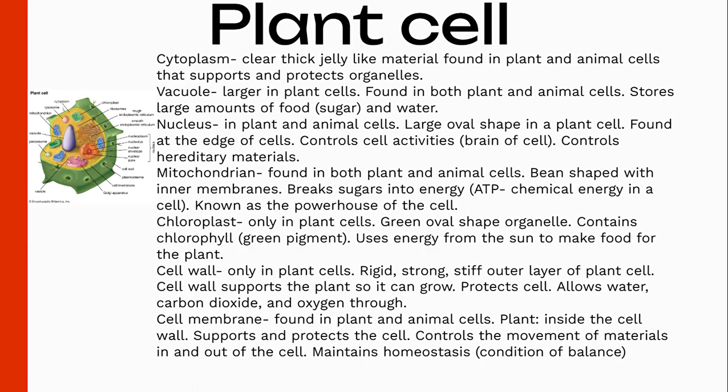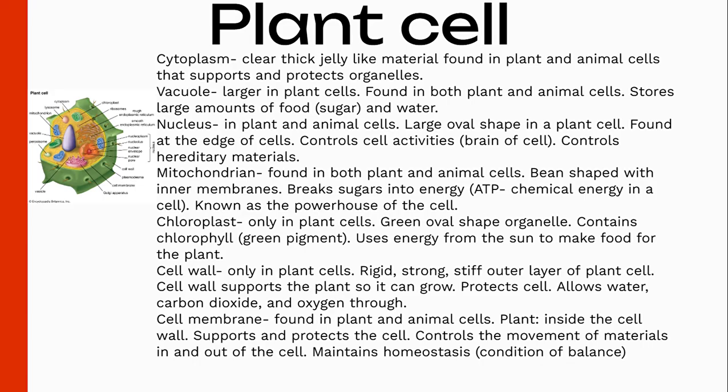The nucleus is found in plant and animal cells as well. It's a large oval shape in a plant cell found at the edge of the cell, and it controls cell activities. So it's also like the brain of the cell. It controls hereditary material as well.